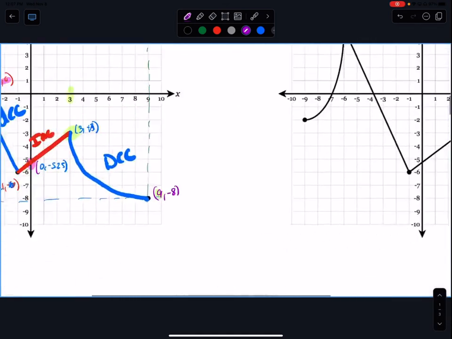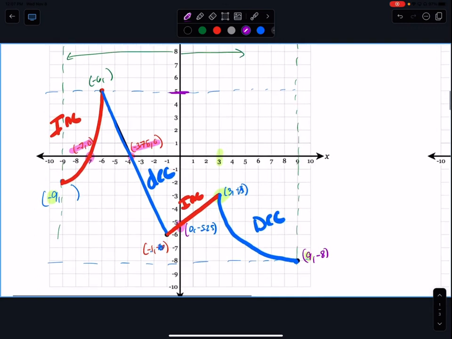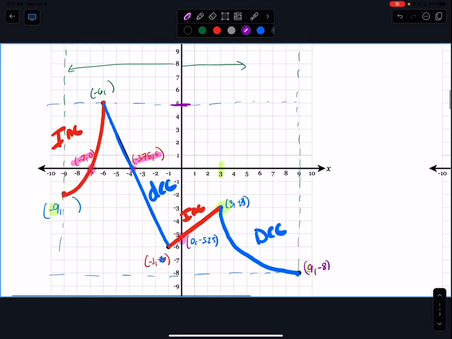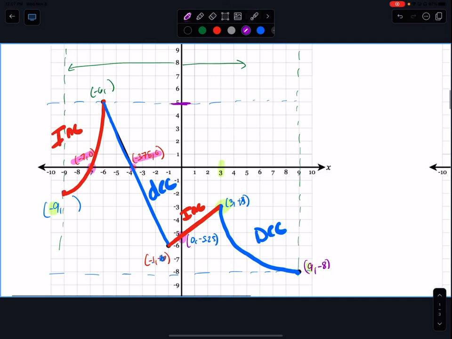Okay, well, let me go back to my graph here. Well, everything in blue is where it's decreasing. So at what x value does it start to decrease? Yeah, it starts to decrease here at -6. Where does it stop decreasing? At where? What's the y value here? Oh, I'm sorry, what's the x value? Always the x value. So I'm going to erase this y value here.